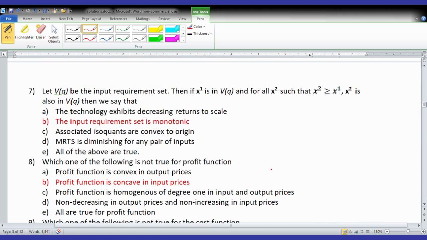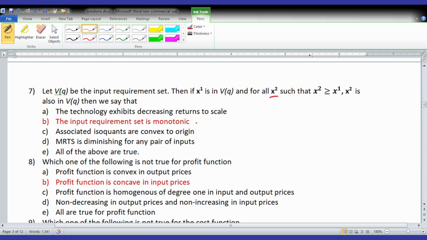Then we have this, a direct question, number 7. This is directly coming from the variant text: if the input requirement set is such that x1 is in the input requirement set, that is, x1 can produce q level of output, and then we have another input vector such that that input vector is not less than the first input vector, then we should be able to produce at least q units of output.